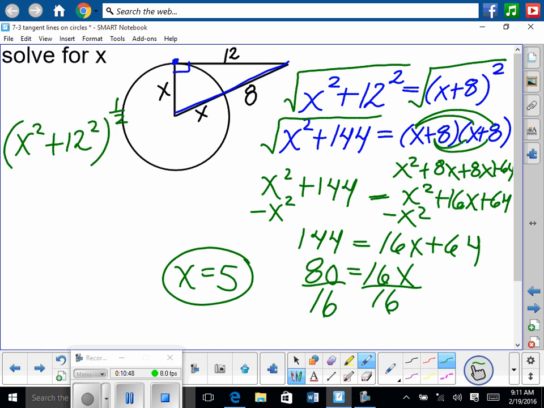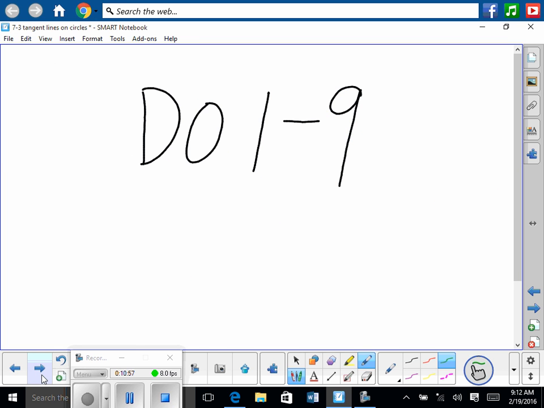Questions? Well, that's our radius, right? So the hypotenuse would be 5 plus 8. Okay, go, 1 through 9.